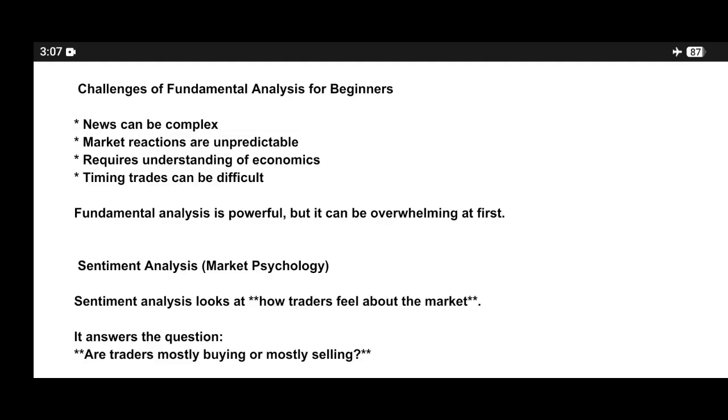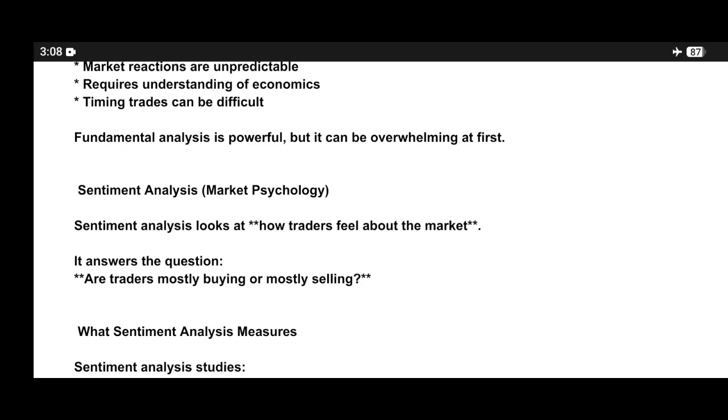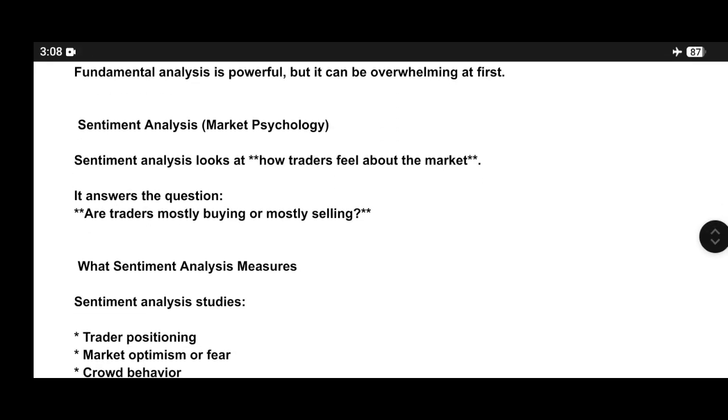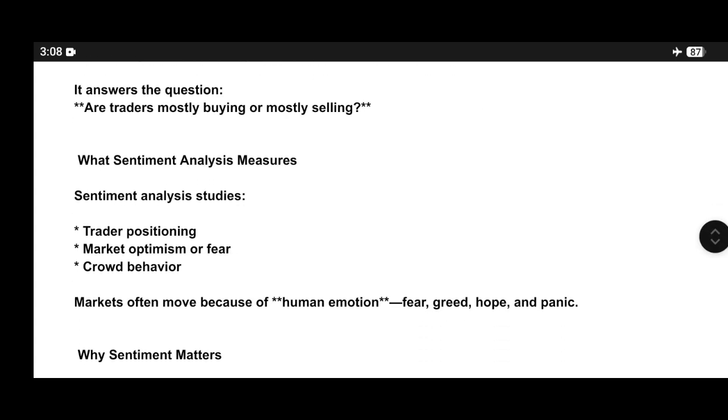Then you have sentiment analysis, which is market psychology. Sentiment analysis looks at how traders feel about the market. Do you understand me? It answers the question: are traders most likely buying or selling? Are you getting me? What does sentiment analysis measure? It studies traders' positioning, market optimism or fear, and crowd behavior. Markets often move because of human emotion: fear, greed, hope, and panic.